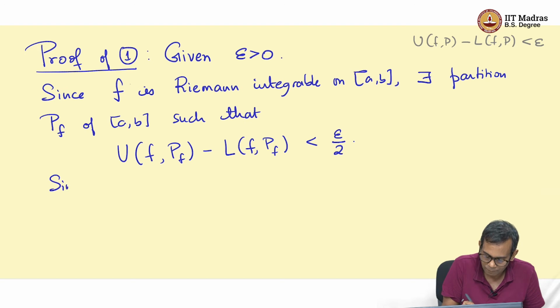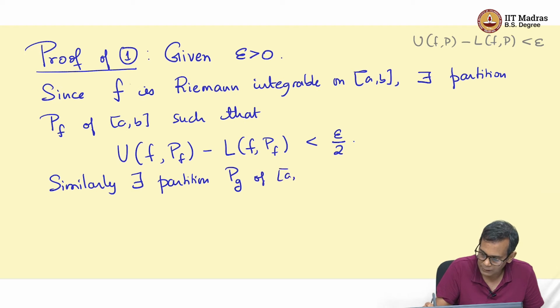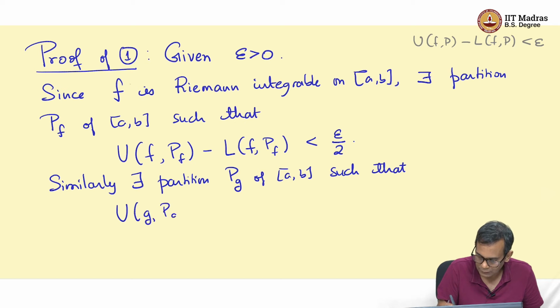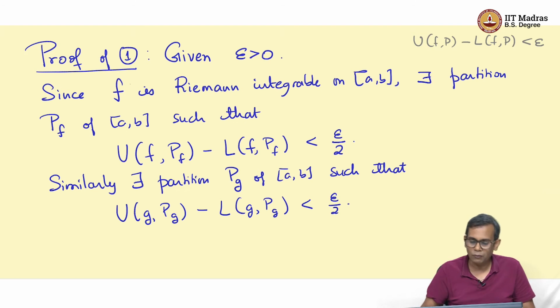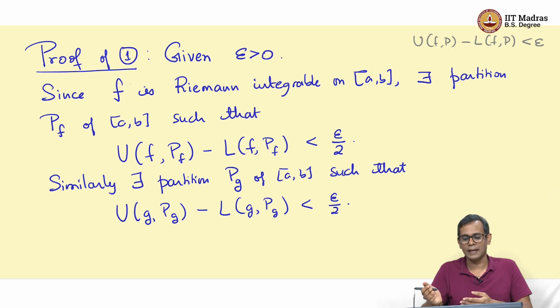And similarly, there exists a partition Pg of a b such that U(g,Pg) minus L(g,Pg) is less than epsilon by 2. Now, I want a partition for f plus g such that U(f+g,P) minus L(f+g,P) is less than epsilon.